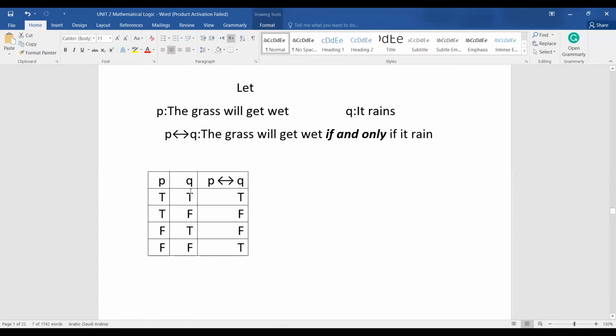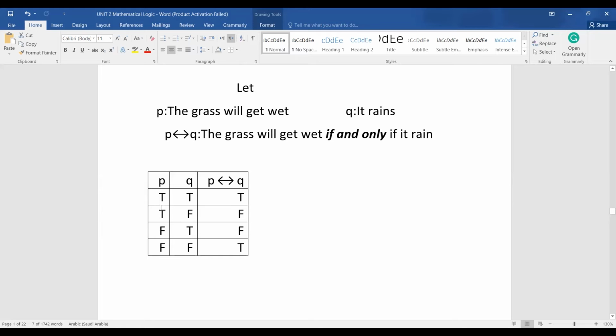For the truth table, we will write the possible truth values for P and Q. Both could be true. One could be true, the other false. One could be false, the other true, or both could be false. When both the conditions are true, that is, the grass will get wet if and only if it rains. There is no other reason for the grass to get wet if it doesn't rain. So the compound statement would be true for the biconditional connective.